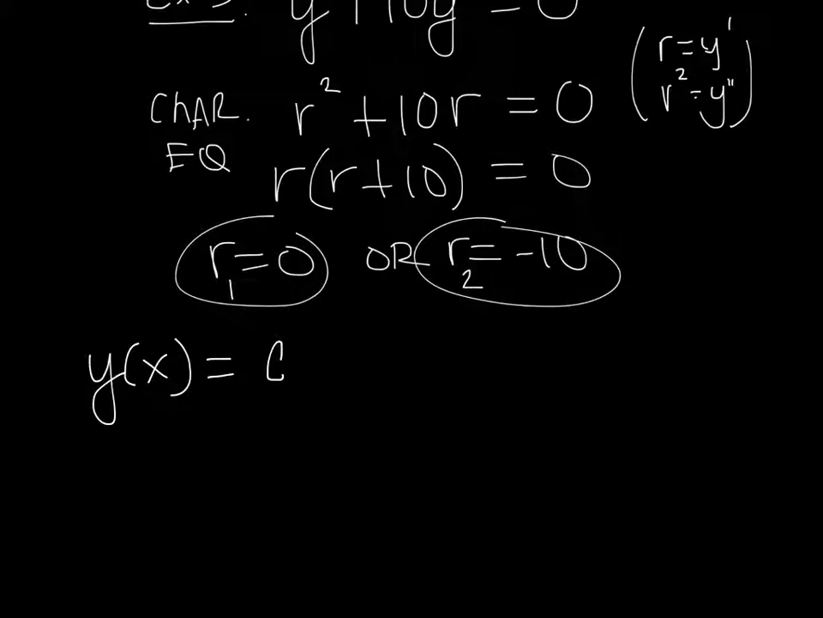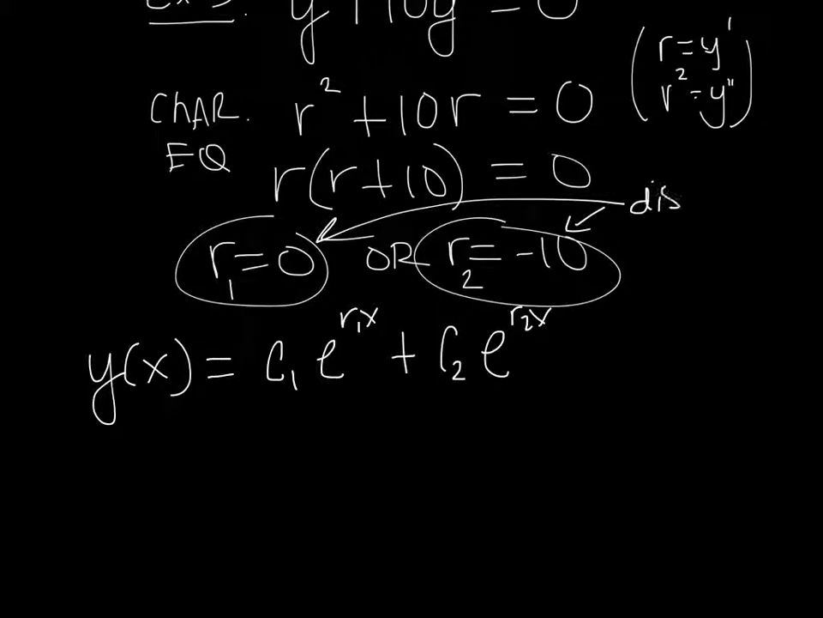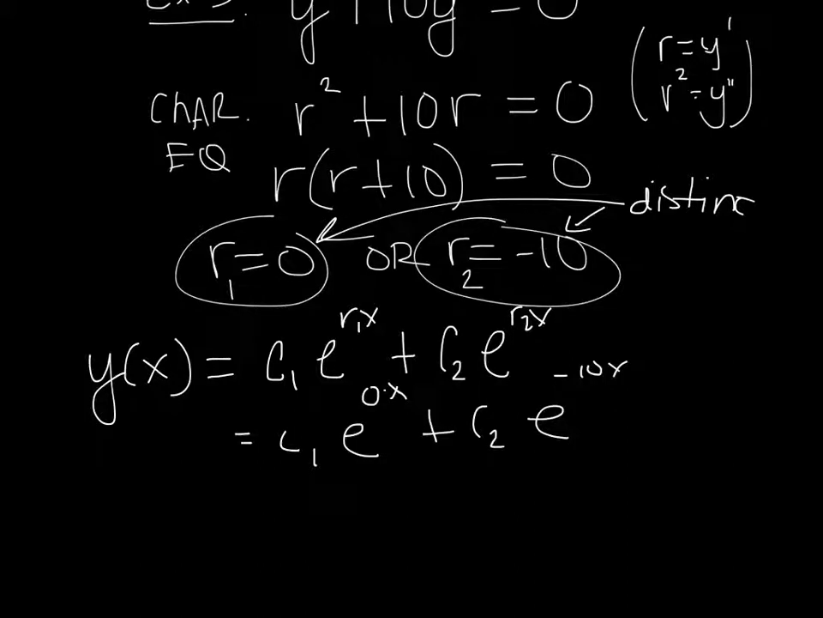And remember, a general solution is a linear combination, so we have c1 e to the r1x plus c2 e to the r2x. It's a linear combination of e to the r1x and e to the r2x, where those two functions are linearly independent. And of course, our roots here are distinct, they are different. So we can say c1 e to the 0 times x, plus c2 e to the negative 10 times x.